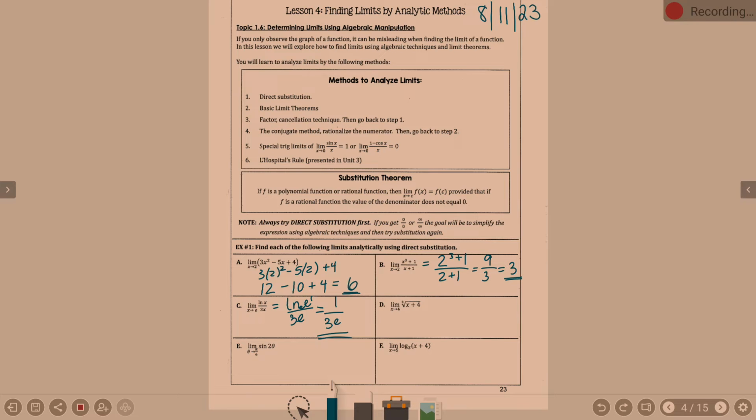Okay, D. Limit as x approaches 4 of the cube root of x plus 4, so we can plug it in. What are we getting? Cube root of 8, which is 2. My brain wasn't quite caught up, and I was thinking cube root of 16 instead of 8.